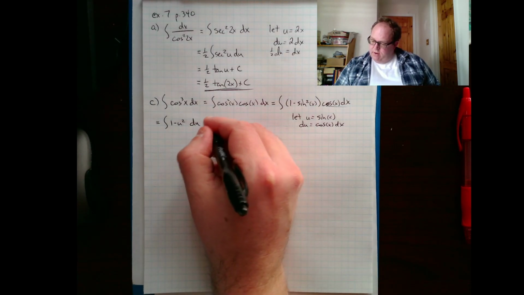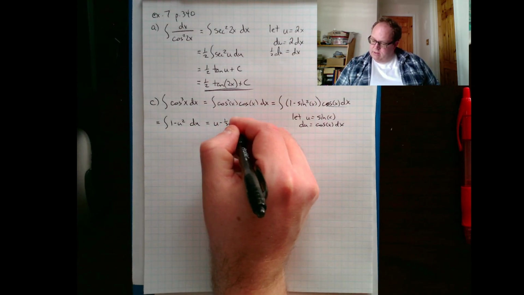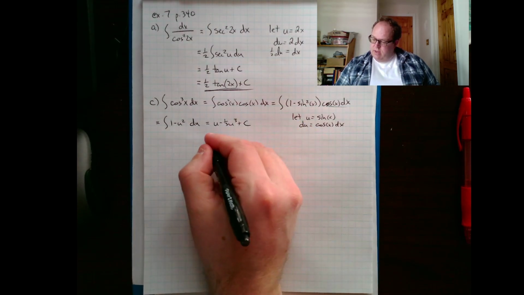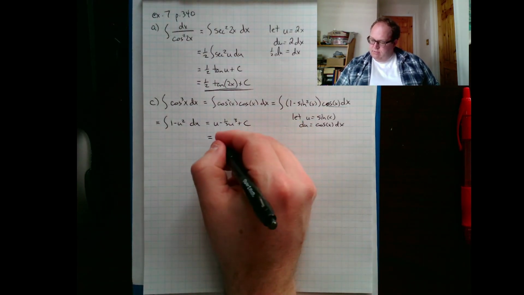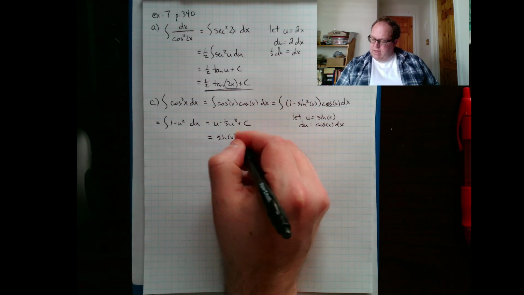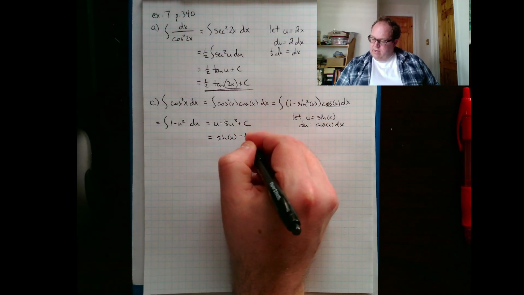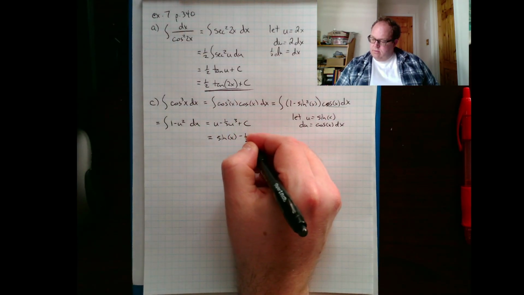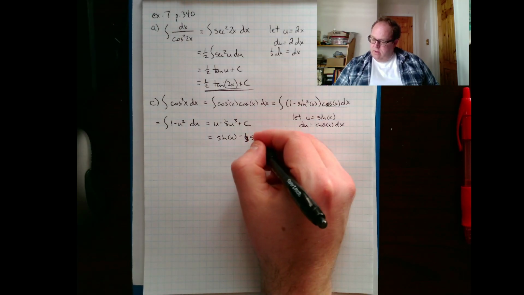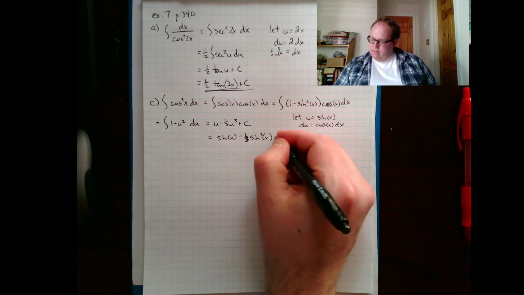The antiderivative here would be u minus a third u cubed plus a constant, and then I can just fill my substitution back in: sine x minus a third of sine cubed x plus a constant.